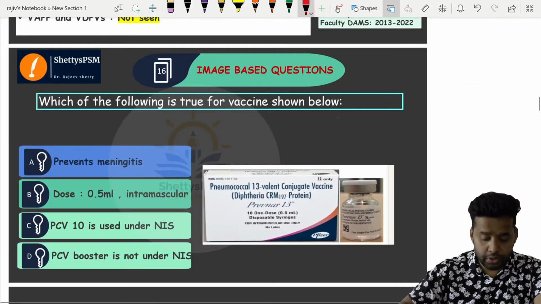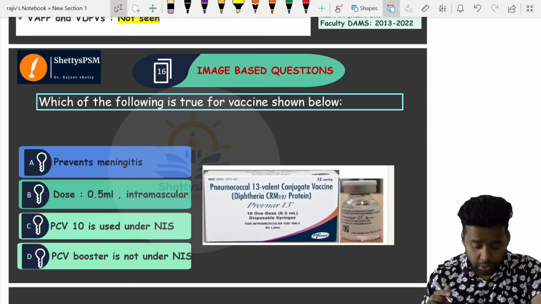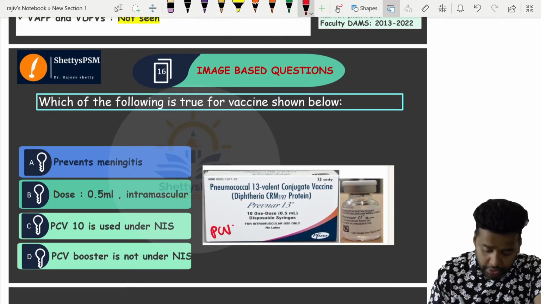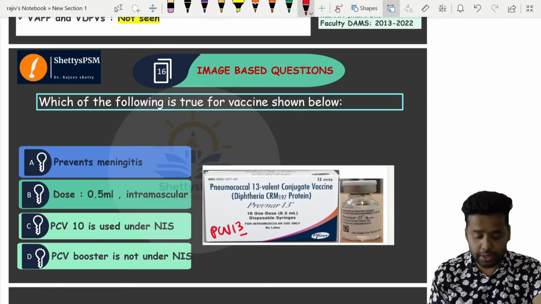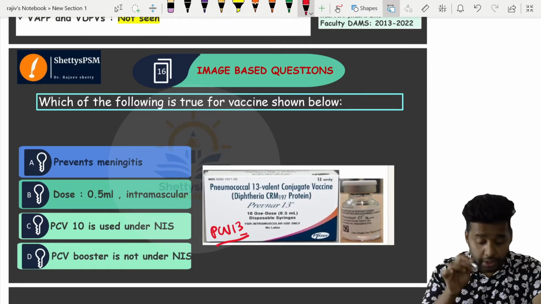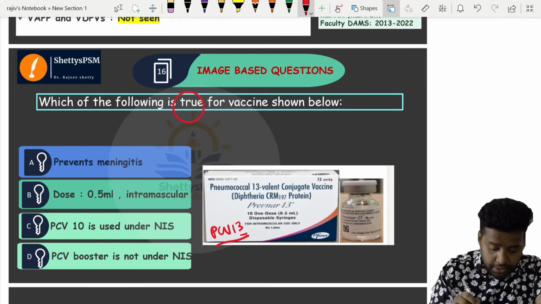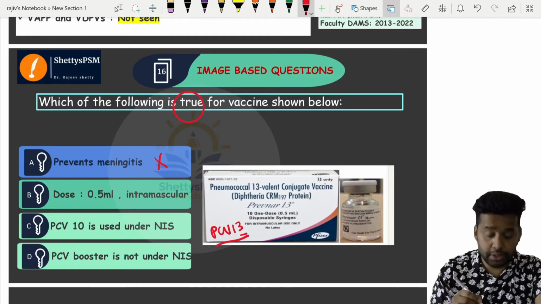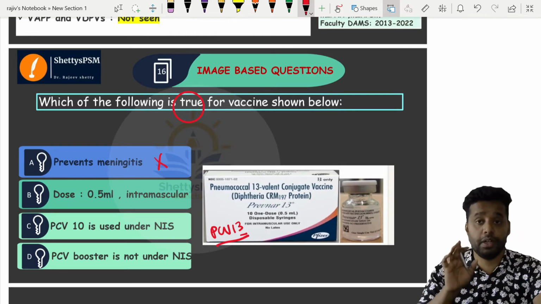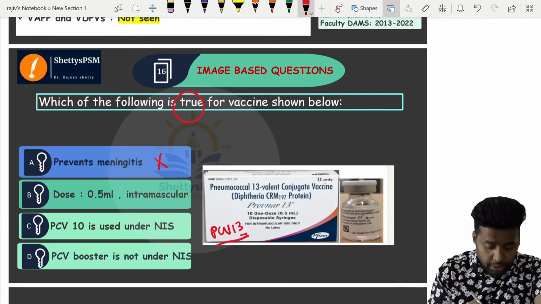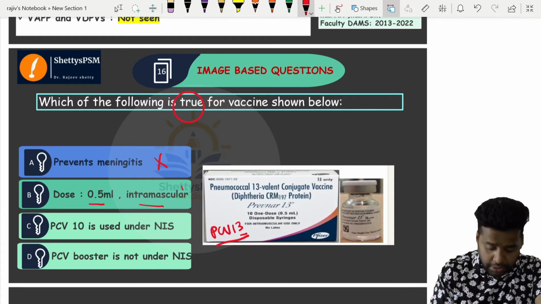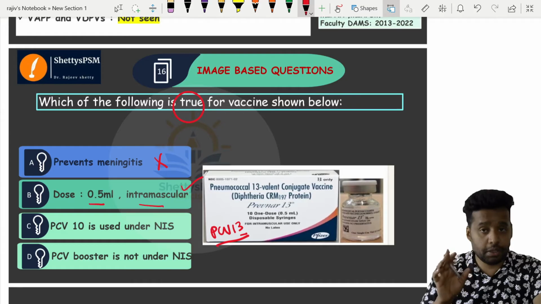Which of the following is true for the vaccine shown below? Pneumococcal conjugate vaccine 13, PCV 13, is shown in the image. It is saying which of the following is true. Prevents meningitis? No, it has nothing to do with meningitis. It can prevent pneumococcal pneumonia. 0.5 ml intramuscular, correct. The dose is 0.5 ml intramuscular.